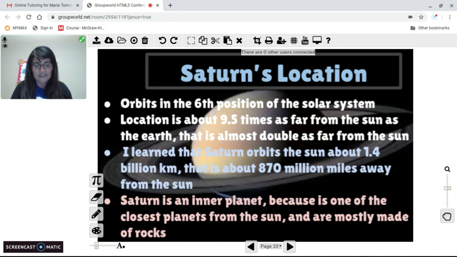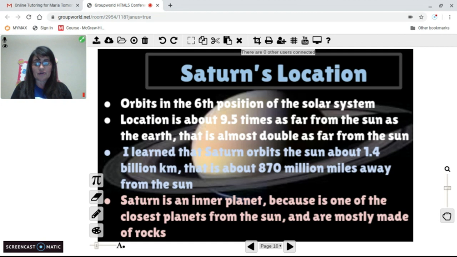What did you learn about its orbit? Location is, keep talking about the location. Location is about 9.5 times as far from the sun as the Earth. That is almost double as far from the Earth. Now, what did you learn about its orbit? I learned that Saturn orbits the sun at about 1.4 billion kilometers. That is about 870 million miles away from the sun.